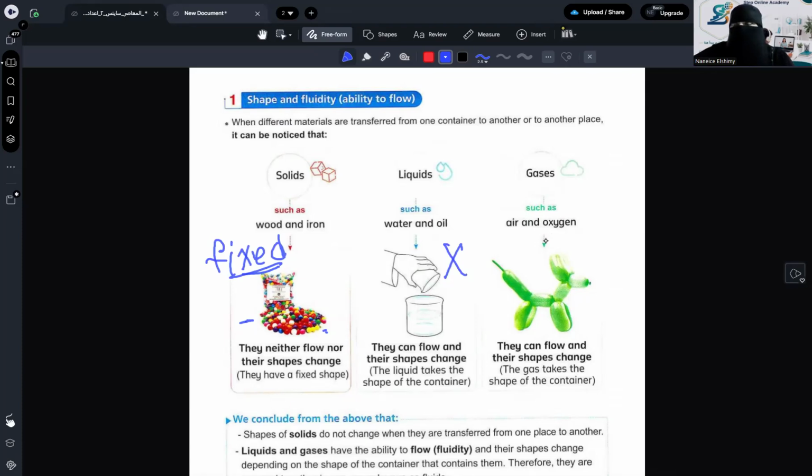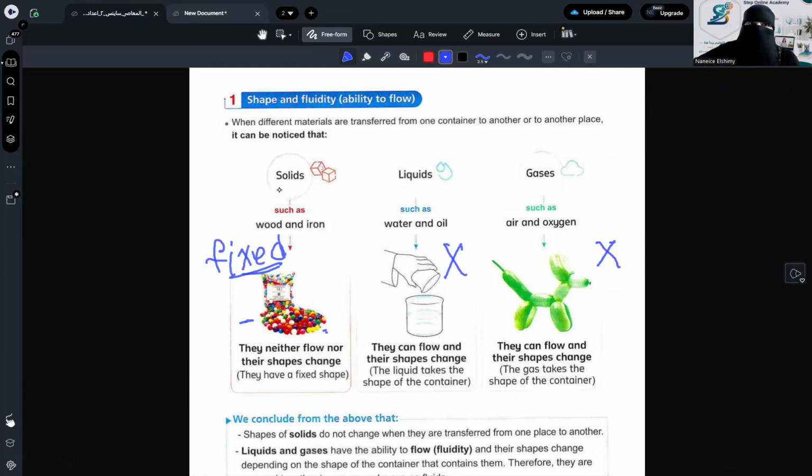What about air? Air the same. Air takes the shape of its container, right? When I have a glass, an empty glass, what will it have inside it? Air. An empty bottle also has air. Okay, so air also doesn't have a fixed shape. It takes the shape of its container.